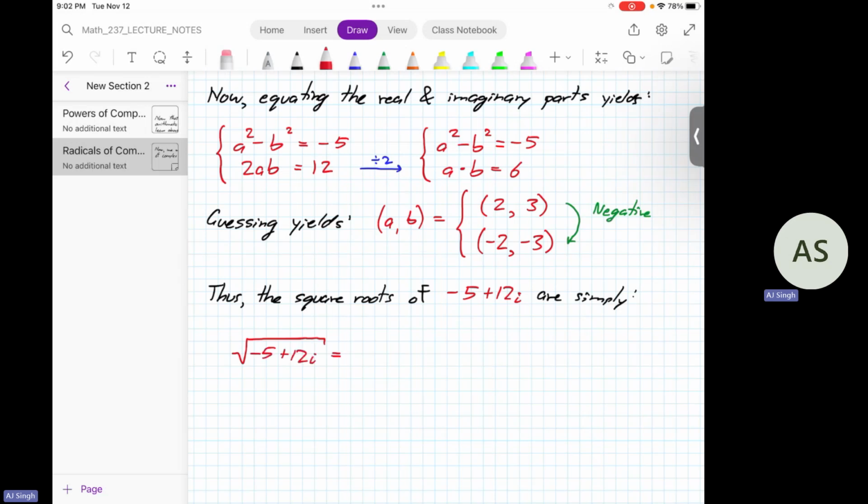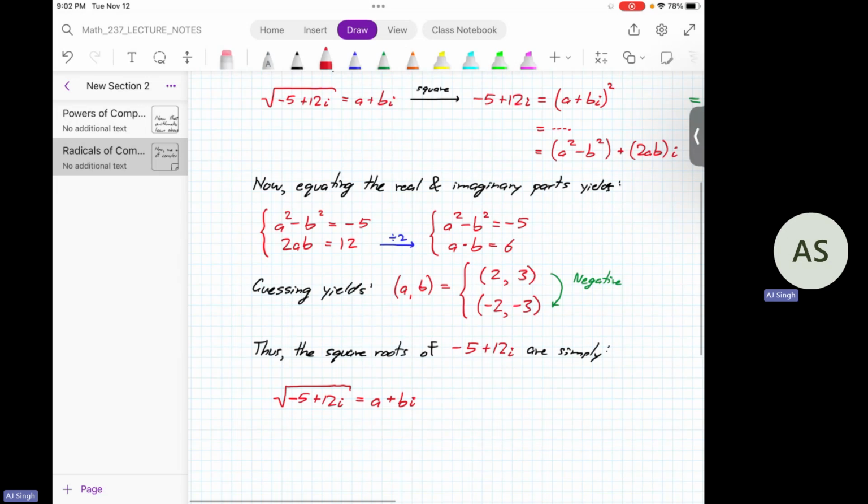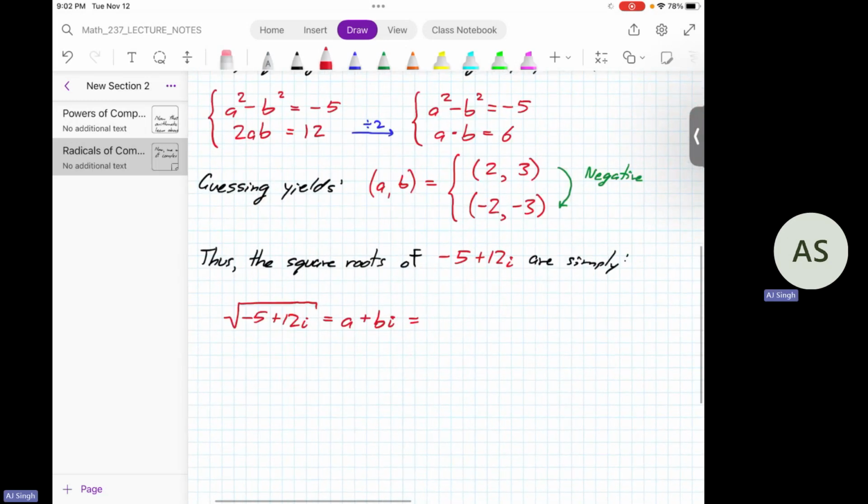so if you look way at the beginning, we said this square root was a plus bi, right? Way up here in yellow, that's what we said. And we have a and b. So in the first case, we have 2 plus 3i. And in the second case, we have -2 minus 3i. So there we go. These are the answers. These are the two square roots of the complex number -5 plus 12i. If you leave it like this, that's okay.